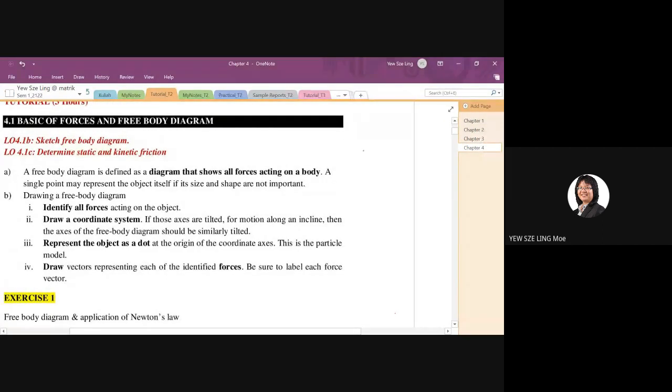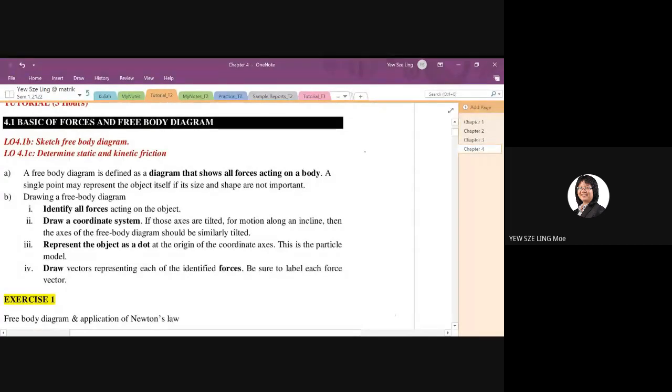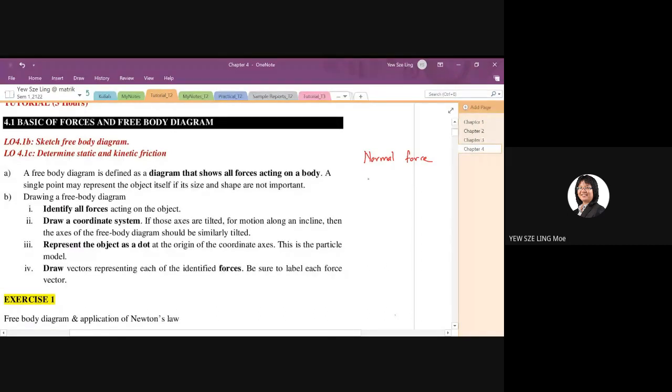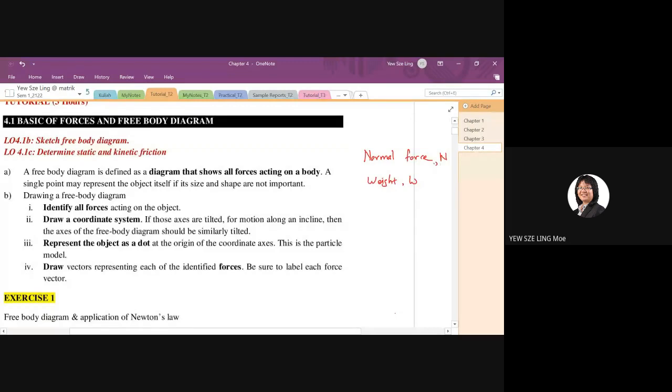So in a previous class, what do we have? We have a normal force. Okay, we learned about normal force. Normal force is a force that is perpendicular to the surface area. And then we have a weight, which depends on the object. Whenever you have an object, you have a weight, so remember the symbol, you cannot use a wrong symbol.